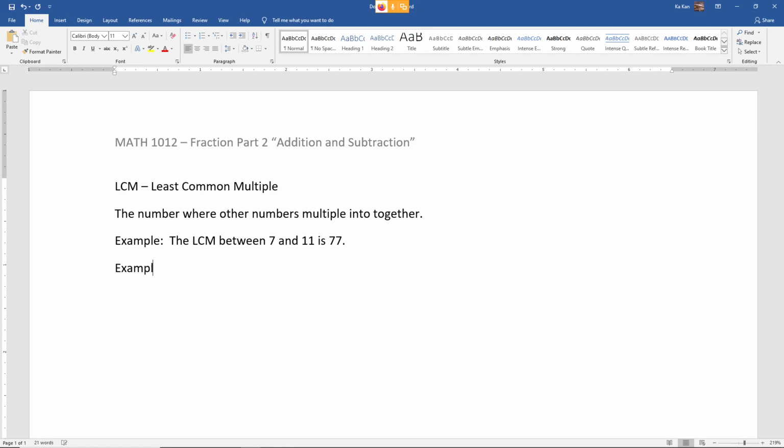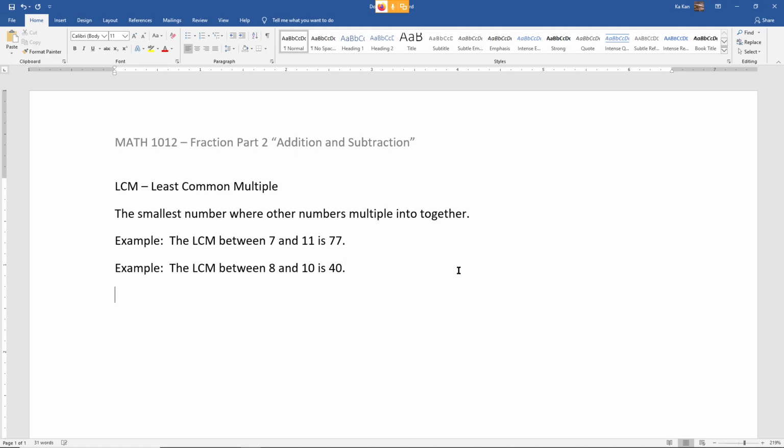Here's another example. The LCM between, let's say, 8 and 10 is, now, before you say 80, 8 times 10 is 80, but that is not the least. Maybe I should say the smallest number. 80 is a common multiple. But think about it: 8 times 5 is 40, and 10 times 4 is also 40. So there's a smaller number that will work.